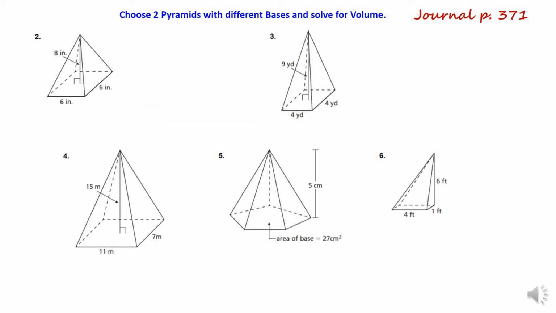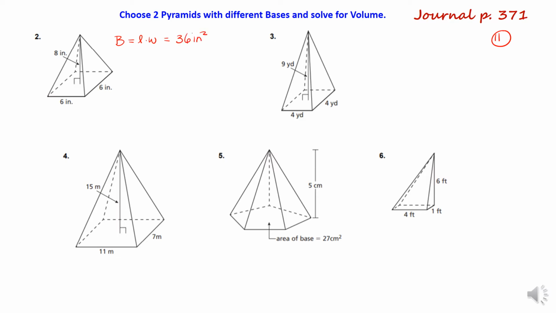Okay, so here's a bunch of pyramids that we're going to calculate. So if you want to push pause and try these in your journal first, you are welcome to do that. And we will get going. So for this one, my big B is a rectangle, so it's length times width. So it's 6 times 6 is 36 inches squared.